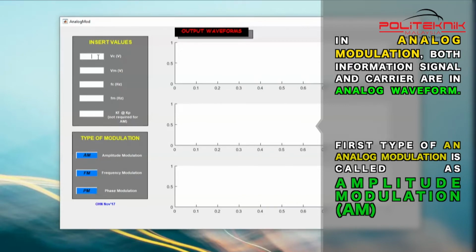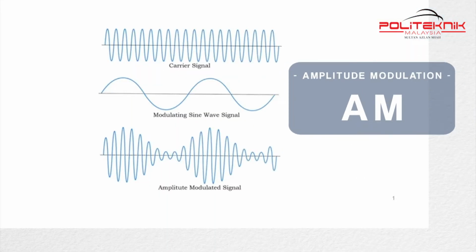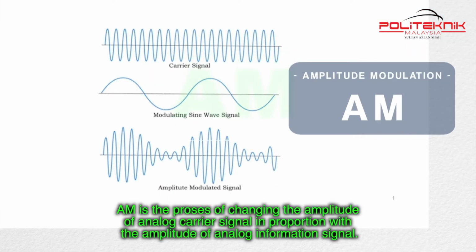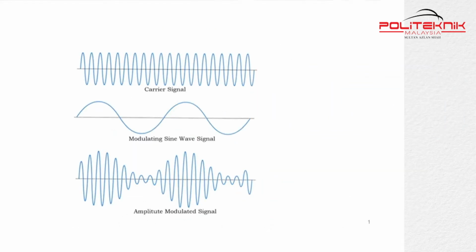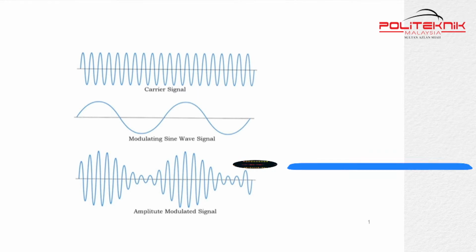The first type of analog modulation is called amplitude modulation, AM. AM is the process of changing the amplitude of the analog carrier signal in proportion with the amplitude of the analog information signal. In AM, the amplitude of the carrier signal is varied proportionally to the information signal. However, the frequency and phase of the carrier signal remain unchanged.